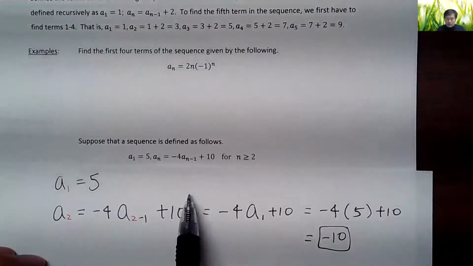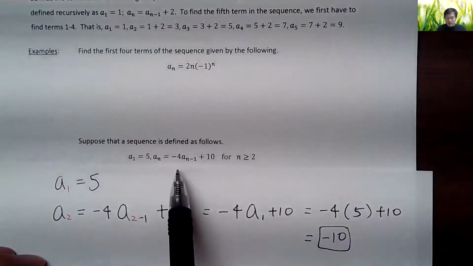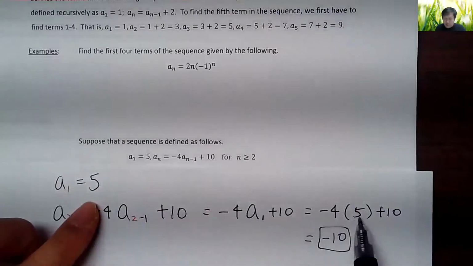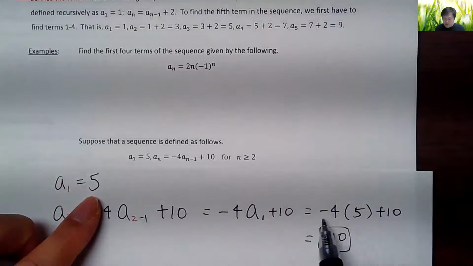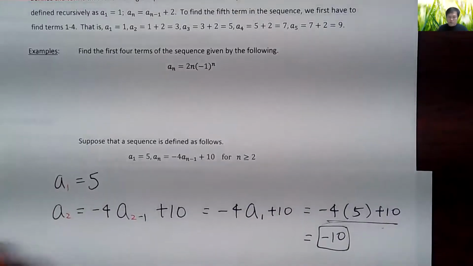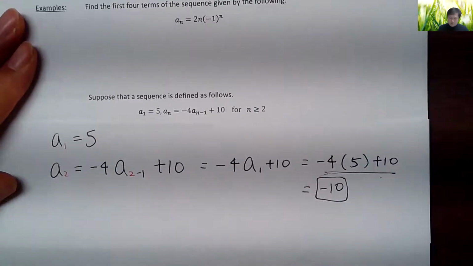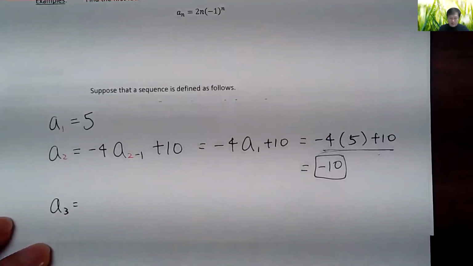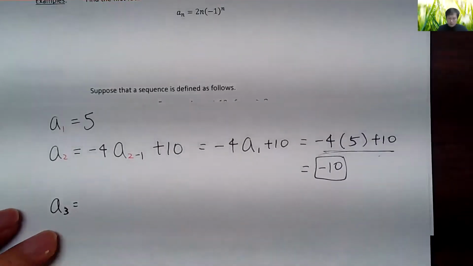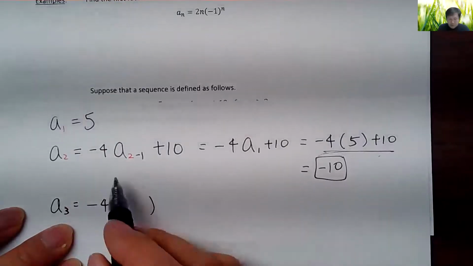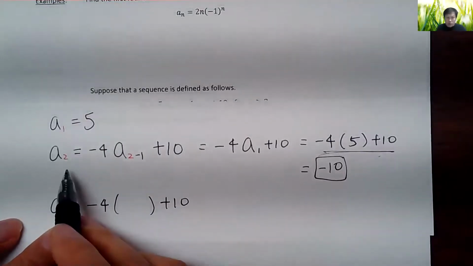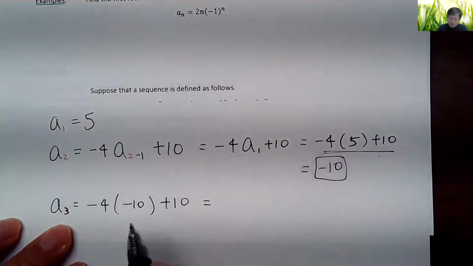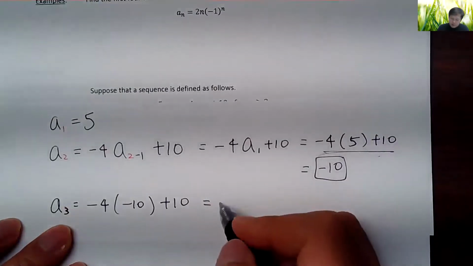Okay, so this process is not necessary for this simple case. You could have just looked at minus 4 times the previous term, which is 5, plus 10. You could have done this directly from here to here. So first 4 terms, so the next term, a sub 3, what do you do? Minus 4 times previous term plus 10. Previous term, we just got the previous term is minus 10. Then it will become what? 40 here plus 10 to be 50.